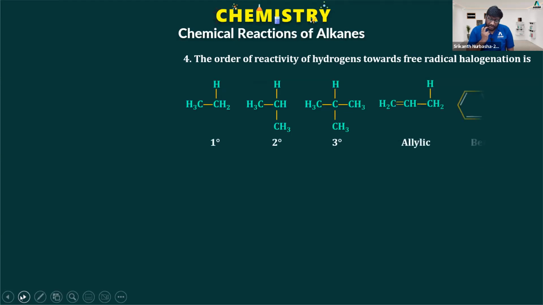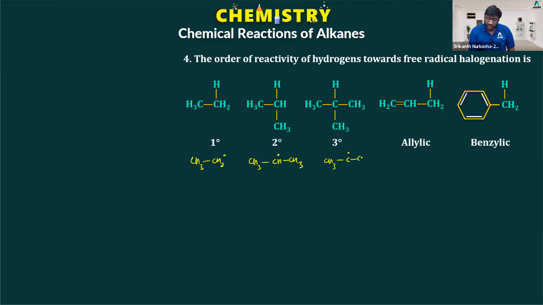If we take primary, secondary, tertiary, allylic, benzylic, which will have the greater rate? Here you will get CH3CH2 dot. Here you will get CH3CH dot CH3. Here you will get CH3C dot CH3CH3. Here you will get CH2=CH-CH2 dot. Here you will get Ph-CH2 dot. Yes or no? So which free radical is more stable?